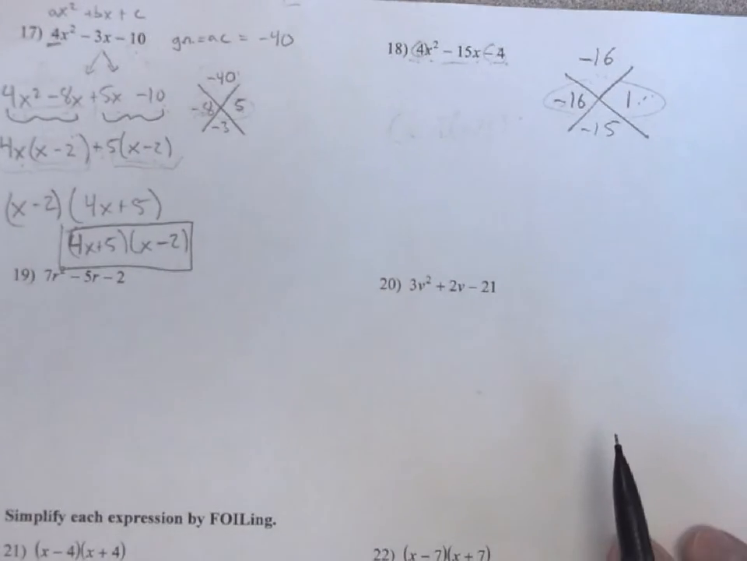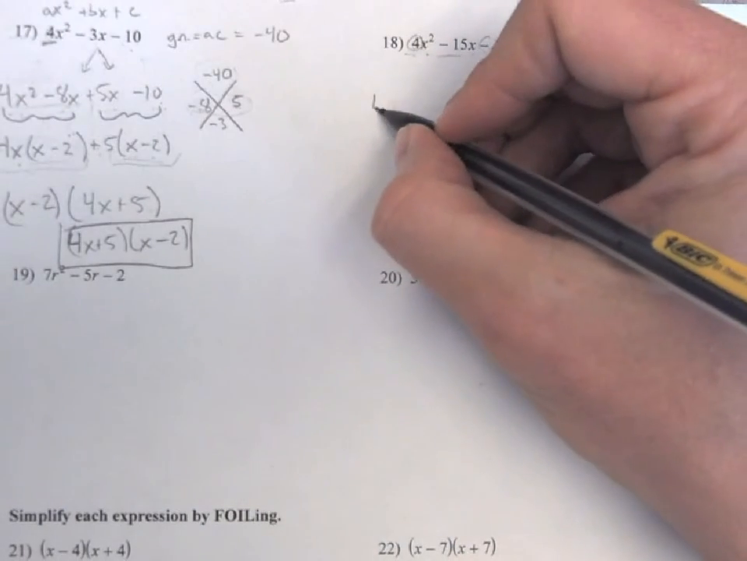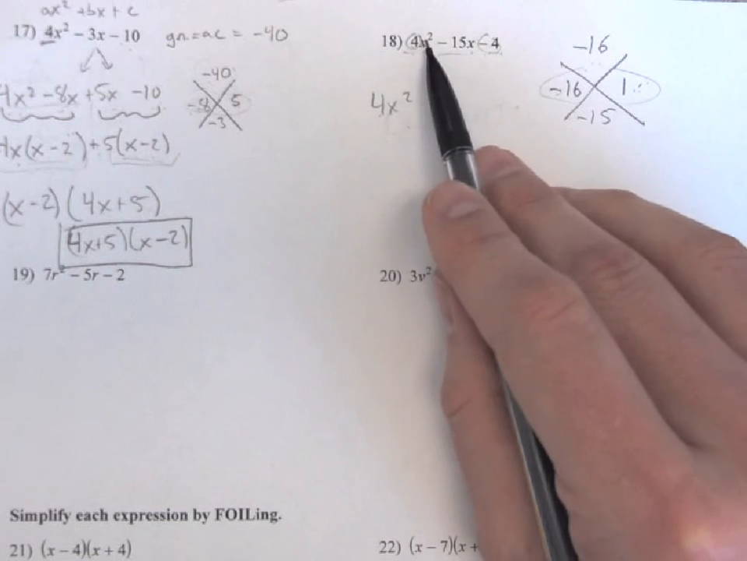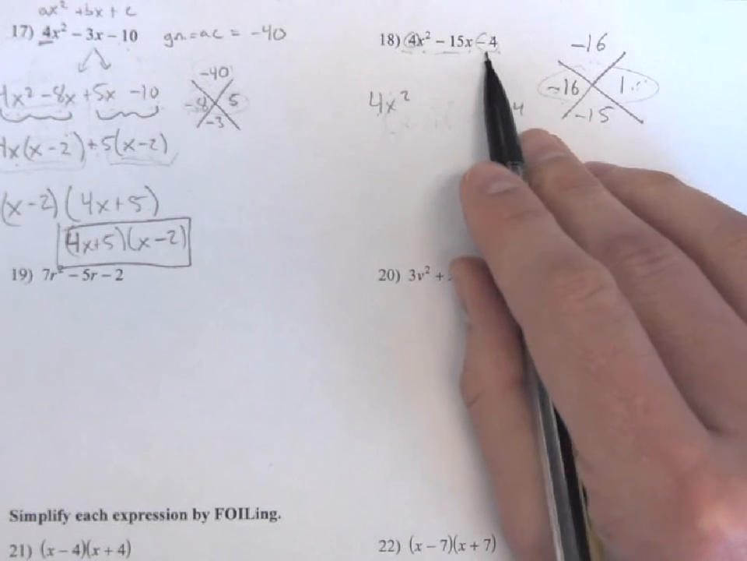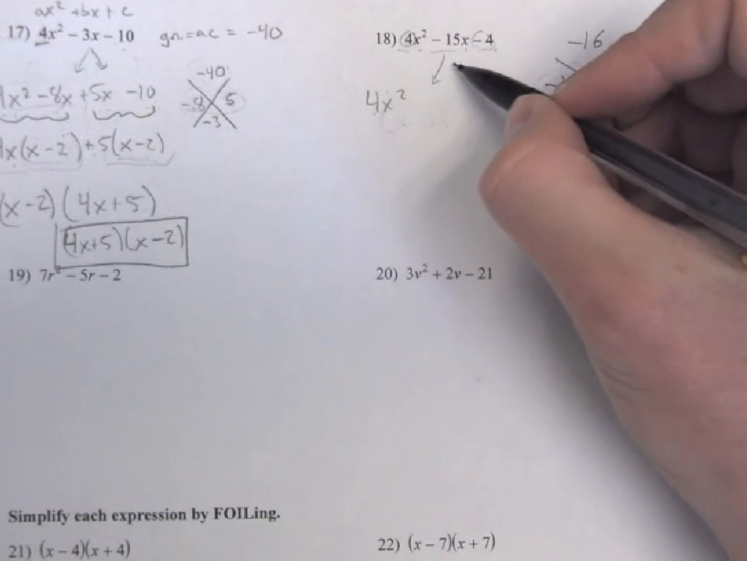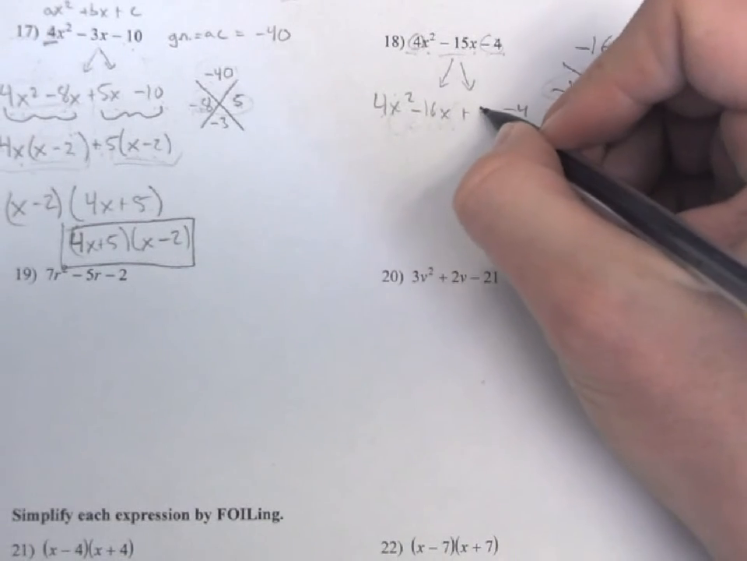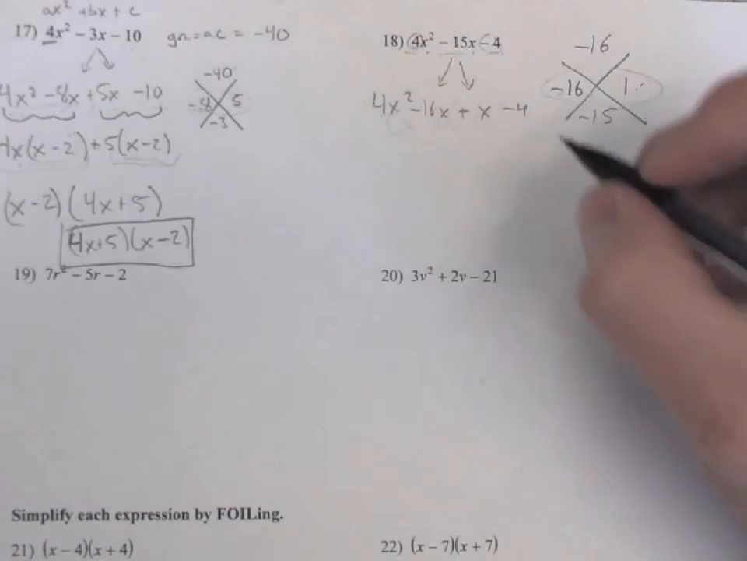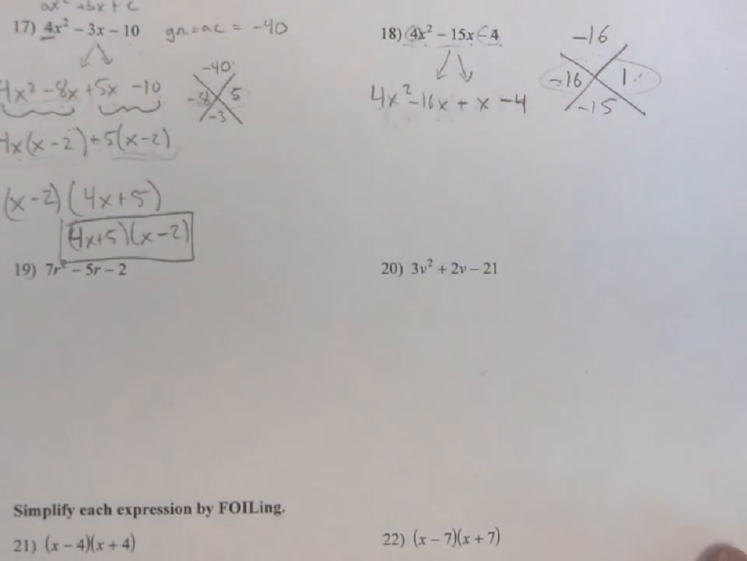Okay, so this is the setup. This is the numbers that we're going to get. So we're going to have 4x squared, right? That hasn't changed. That 4x squared is just coming from this guy. We're still going to have a minus 4, right? That guy. We're just going to change what this middle piece is. We're going to split it up into two pieces. So instead of a negative 15x, we're going to write negative 16x and 1x, right? Okay, so that's kind of the setup there.